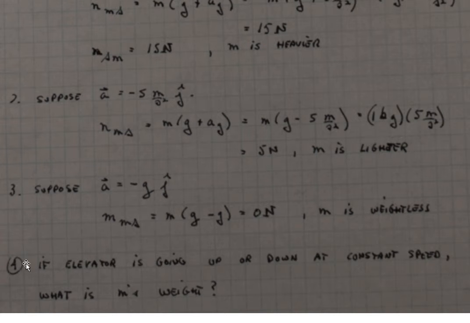Fourth scenario: imagine the elevator is going up or down at constant speed. What then would be the weight registered by a 1 kilogram mass?